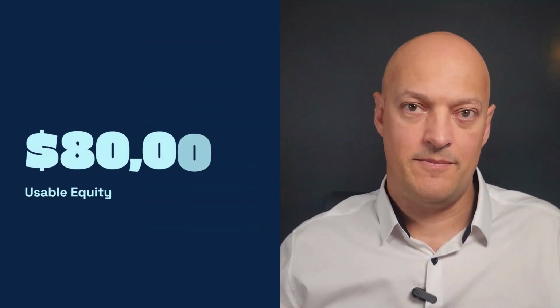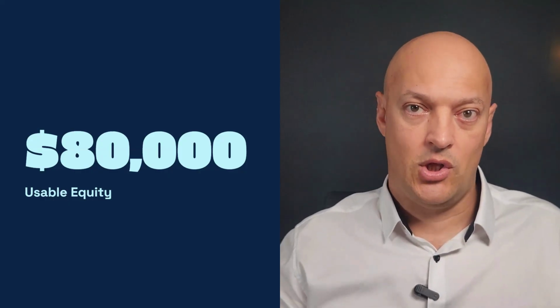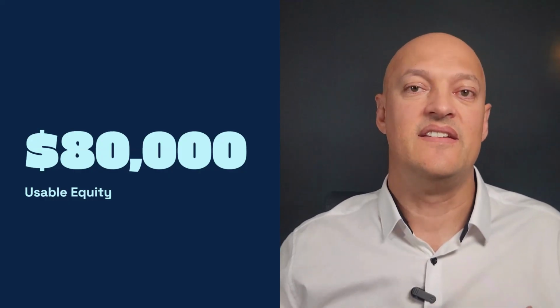Banks will only let you borrow against a portion of it. Generally, they'll lend up to 80% of the property's value without charging lenders mortgage insurance. So in our $600,000 example, 80% is $480,000. Subtract your loan of $400,000 and that leaves $80,000 in usable equity. That $80,000 can be used as a deposit for another property, or the bank covers the rest with a new loan. This is how investors expand beyond property number one.